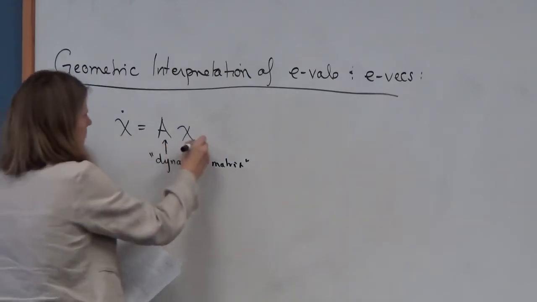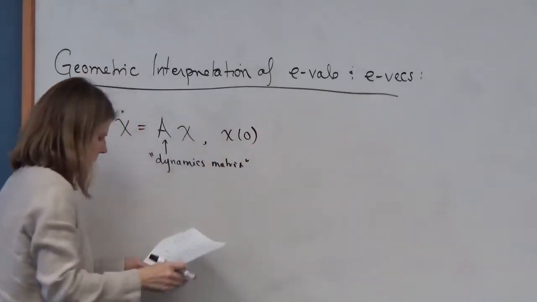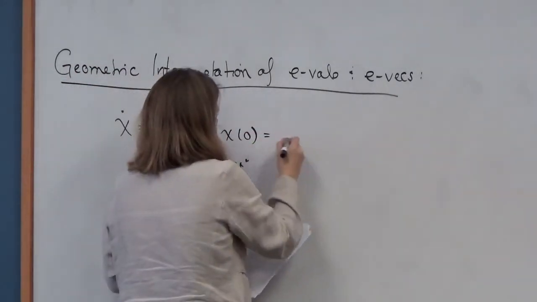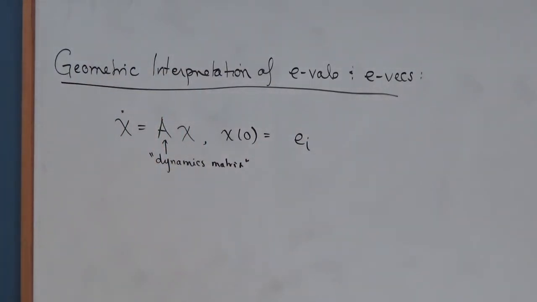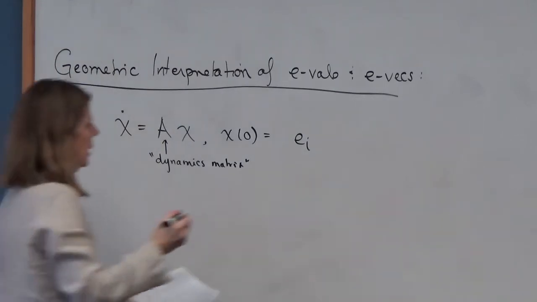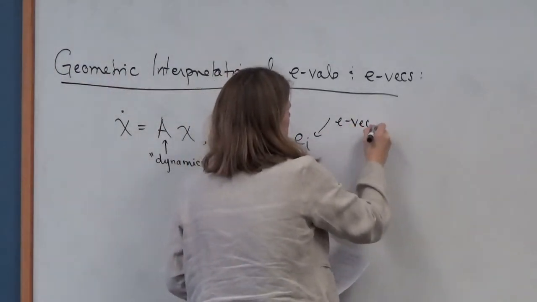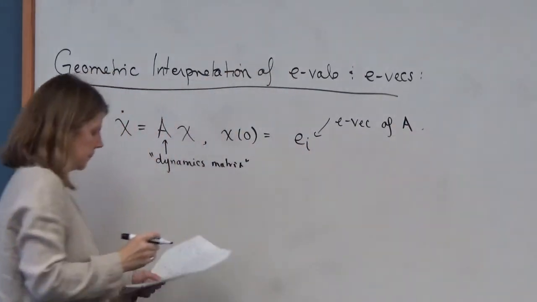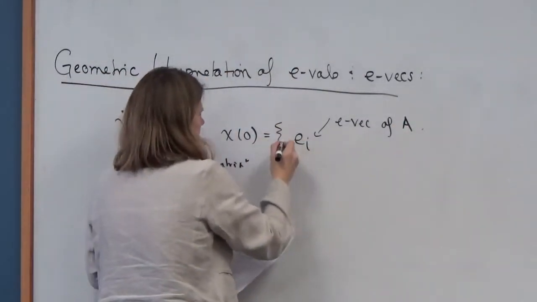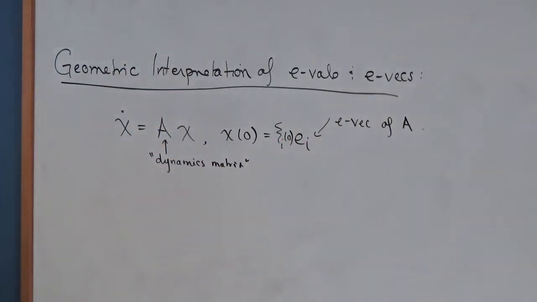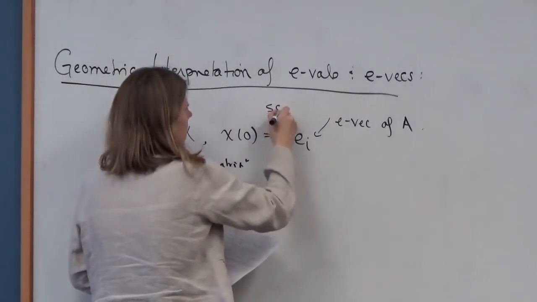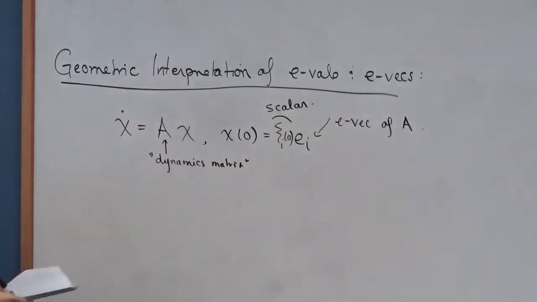And suppose that you started off at some initial condition, x at time 0, which was along one of the eigenvectors of A. So I'm going to start on e_i, where e_i is an eigenvector of A. It depends how I define my e_i's, but I'll just put some scalar here, and I'll call that scalar c_i at time 0. This is just a scalar. So now I've got an initial condition which starts on one of the eigenvectors.